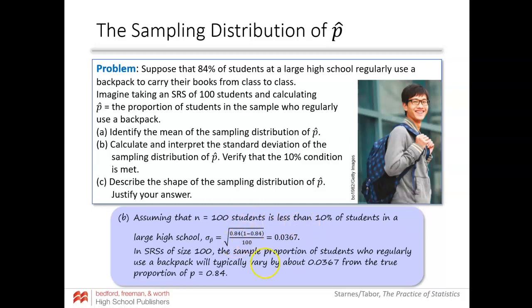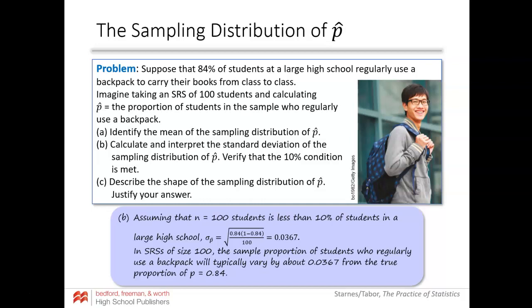All right, so because we met the 10% condition, we can now move on and calculate the standard deviation and then interpret it. The calculation says the square root of success times failure, so the complement, divided by the sample size of 100, and it comes out to 0.0367. So here's the interpretation, and you're going to want to highlight some words here because this is like a plug and play. You're going to have this template for how you always answer these questions. So in simple random samples of size 100, and that 100 could be swapped out with whatever your next problem uses.